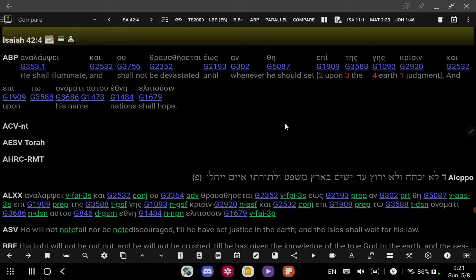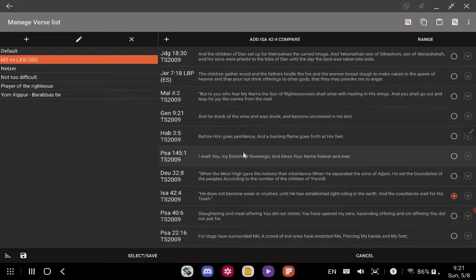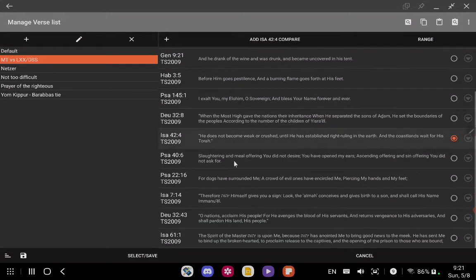But the Masoretic Text, which is what the Jews hold as authoritative, does not say anything about the Gentiles here. It doesn't say that they shall have hope. And this is clearly messianic in nature. And there's some other ones that we're going to get to here in a minute that I think will be really interesting to you, and maybe even kind of blow your mind here.